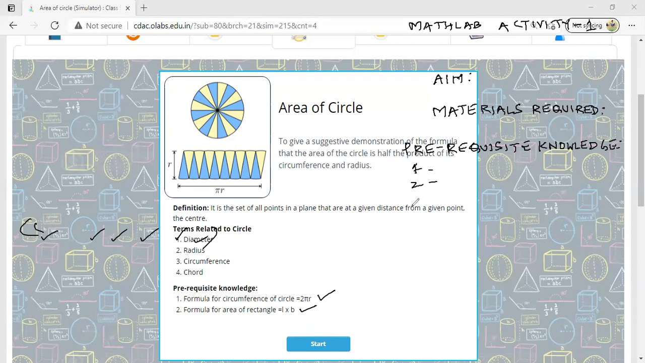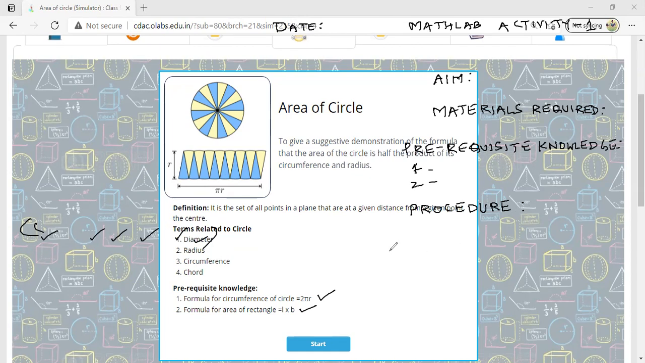Then third heading will be your procedure. In every activity, I am telling you in the first activity, then in the rest of the activities you will follow these steps: activity number, aim, date. Do not forget to write the date. You are always sending your notebooks without date. Whenever you are writing, you must write your date. Okay.